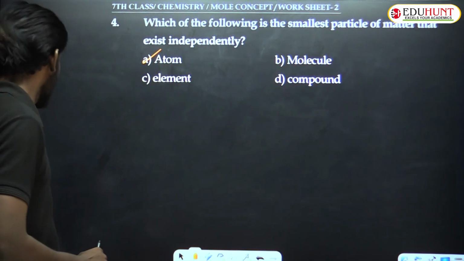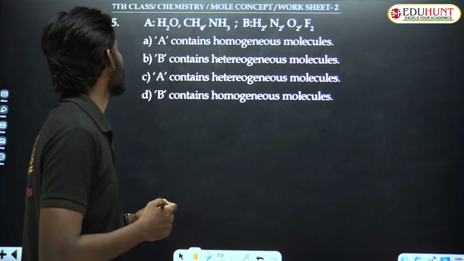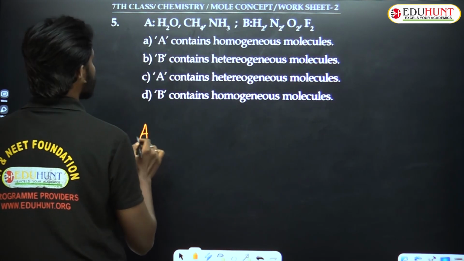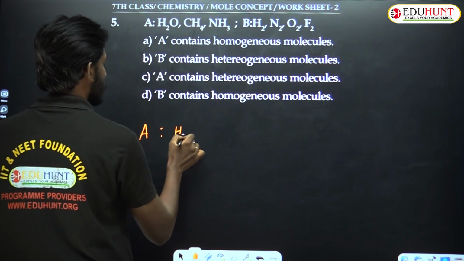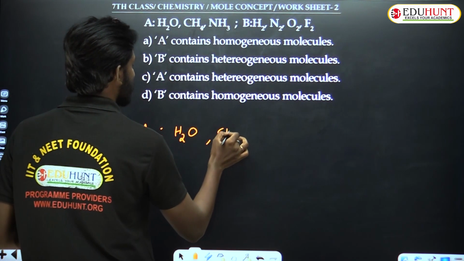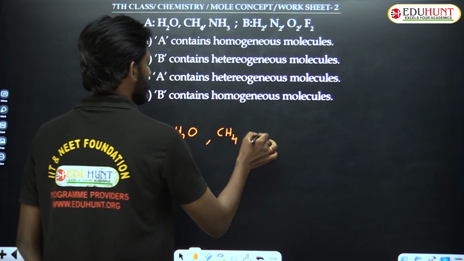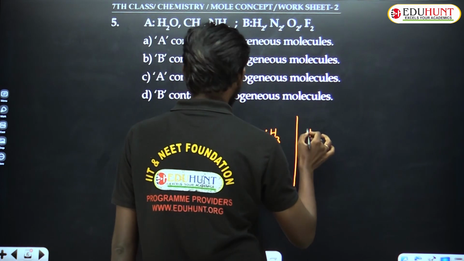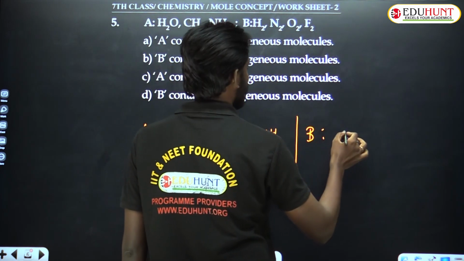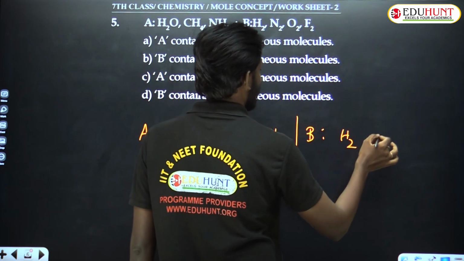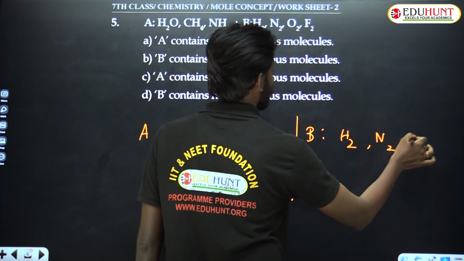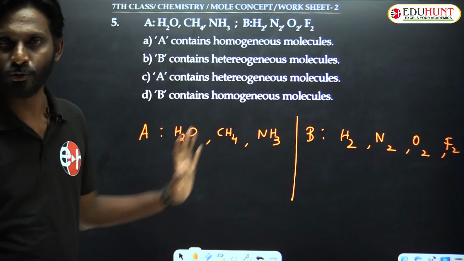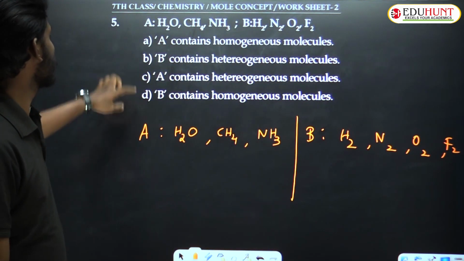Next, question number 5. In question number 5, we have been given a group. In group A, we have H2O, methane and NH3. Similarly, in the B group, we have been given H2, N2, O2, F2. A group and B group are given, and we need to check the 4 options.